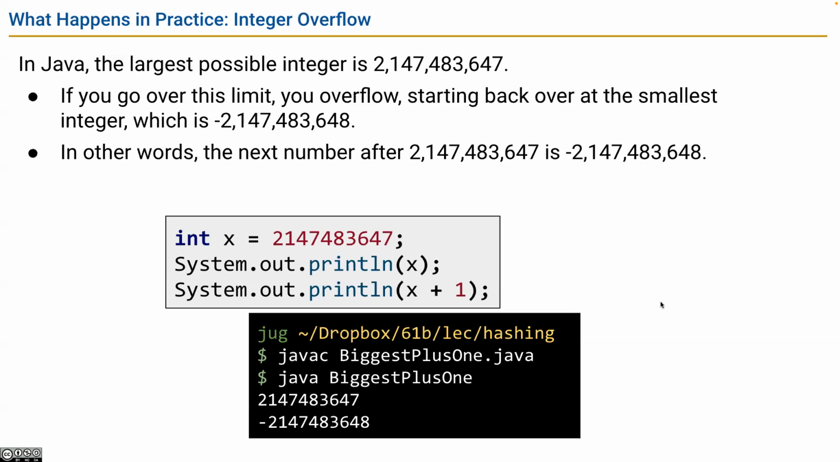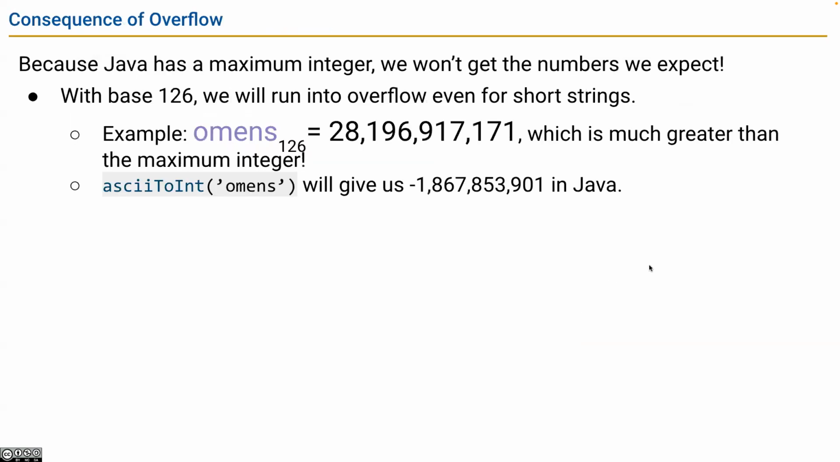Also, the biggest number used to be smaller. On a traditional program when it was running, you don't run into overflow errors super often these days, but yeah, integers, this is what you got. Because Java has a biggest integer, we don't get the numbers we expect. For example, omens in base 126, you would expect to be 28 billion, but that's bigger than the maximum integer. So if I use my function that uses base 126 that I showed earlier, it would actually give you -1.867 billion.